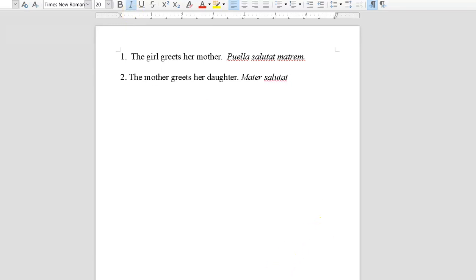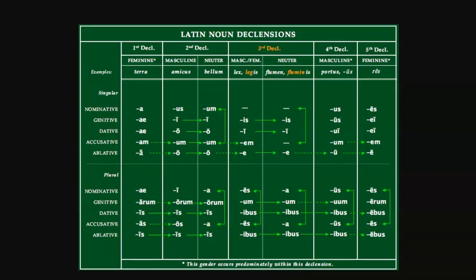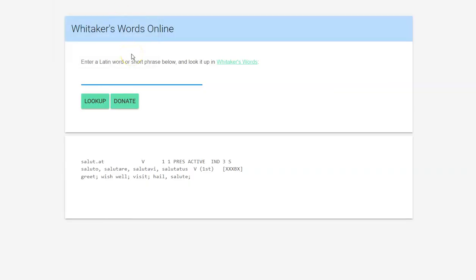One thing about the verb, I did pull up the Whitaker's words. These are a little bit trickier, but these need to be memorized. These are the so-called principal parts. So I already have this one up for us here, but these are the principal parts right here.